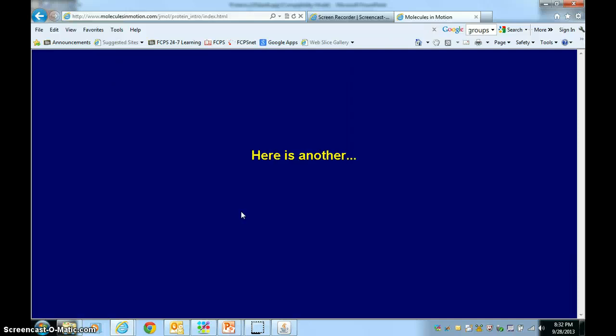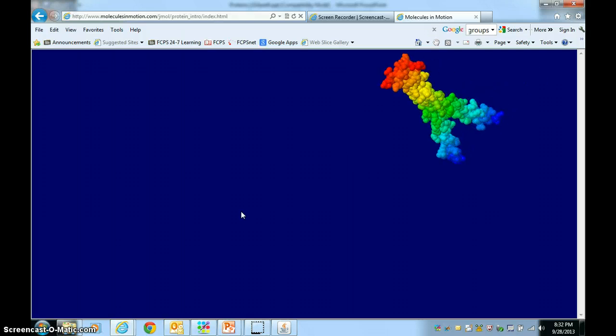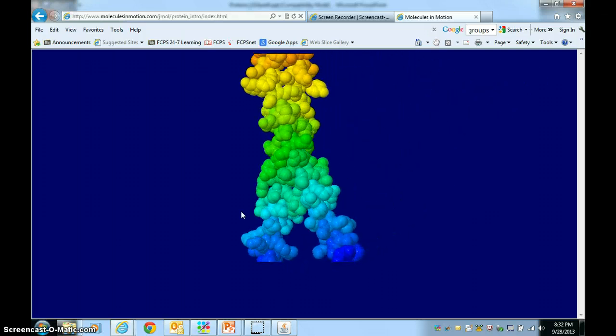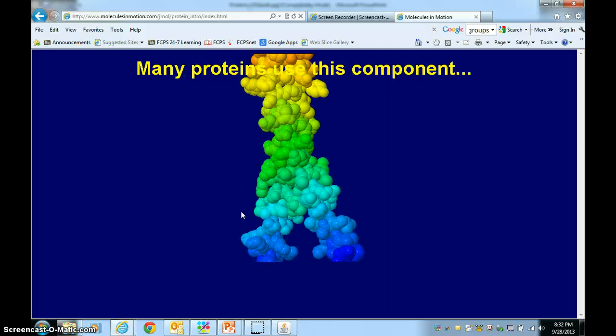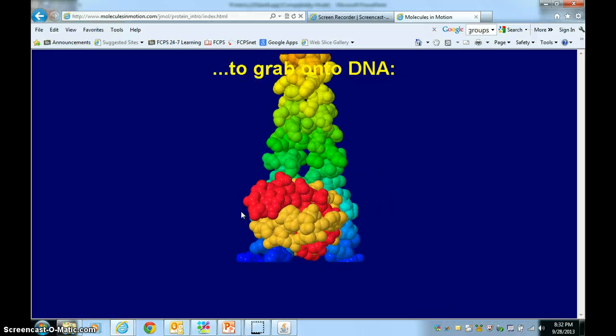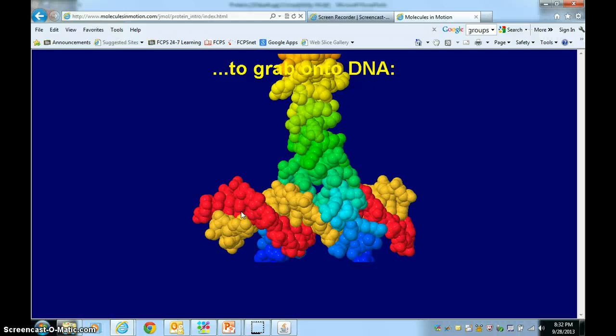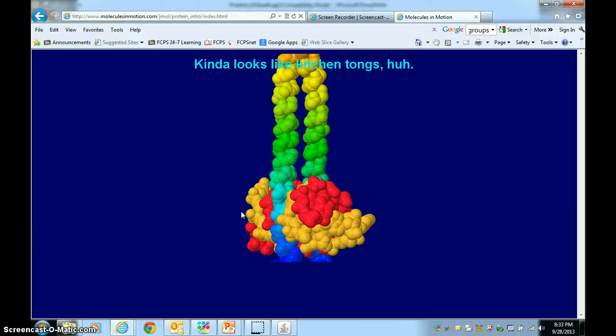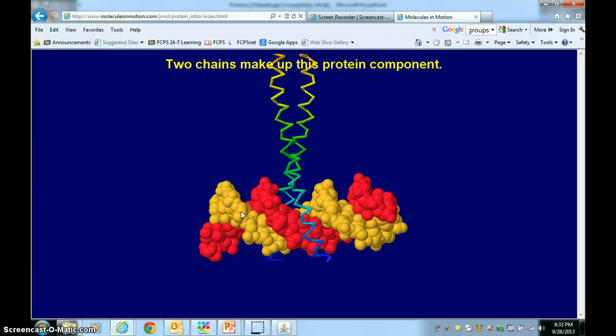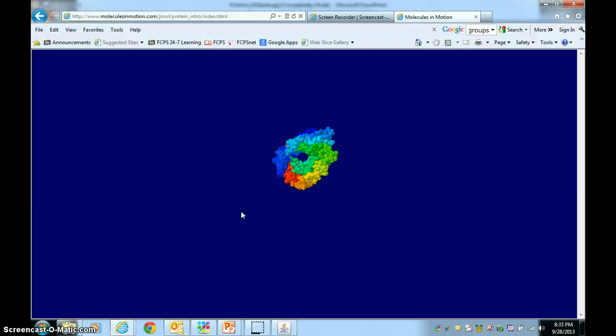So here's another protein that turns on and off genes, and as you can see, this protein has a very different shape from myoglobin, and its shape allows it to grab onto the DNA. So again, proteins play many roles in our bodies. They make part of our structure. They are enzymes. They're part of our immune system, antibodies. Some proteins are hormones.